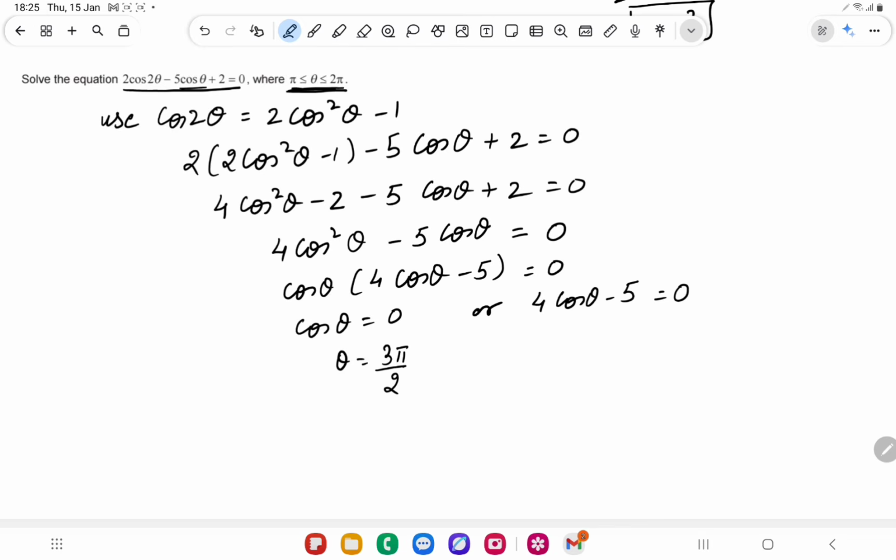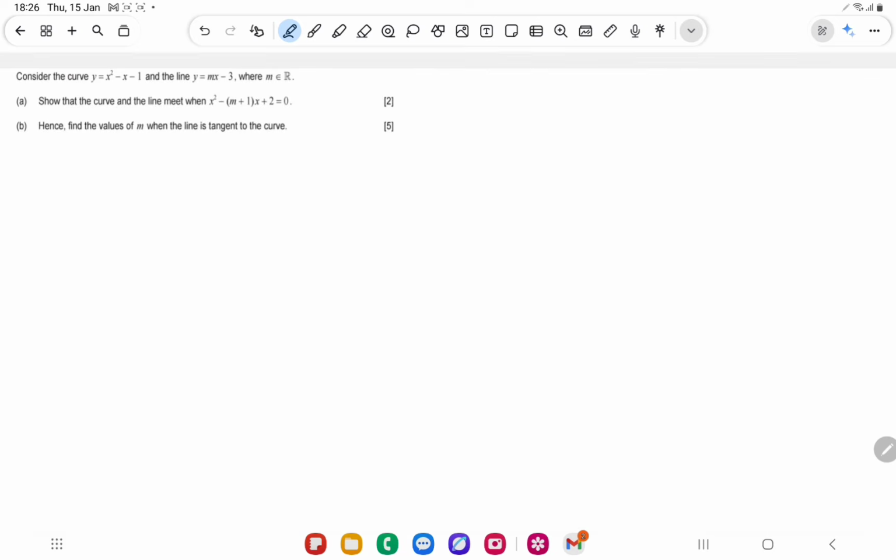I cannot take pi by 2 value, so I have to consider this. Now from the other factor I can write cos theta as 5 by 4, which is 1.25, which is exceeding the range for cos theta. So we will not accept this value. So my answer will be theta is 3 pi by 2.